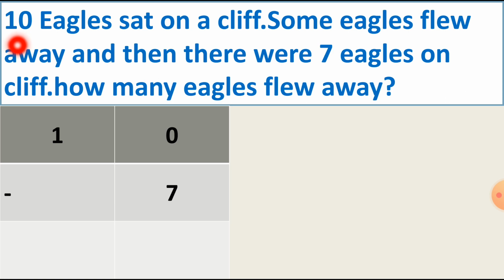Total there are 10 eagles, some eagles flew away, and then 7 are left. So we have to find how many eagles flew away. So away, this word indicates subtraction. This is the keyword here, away. So we have to perform the subtraction operation here.